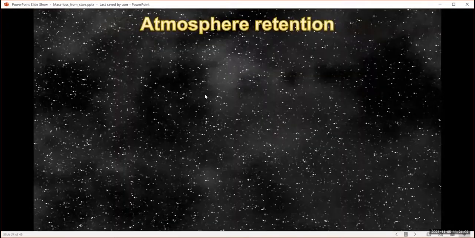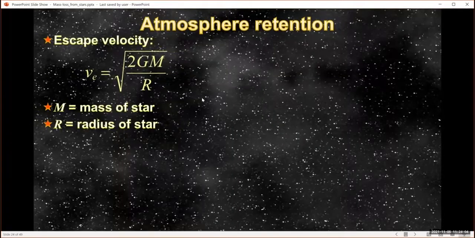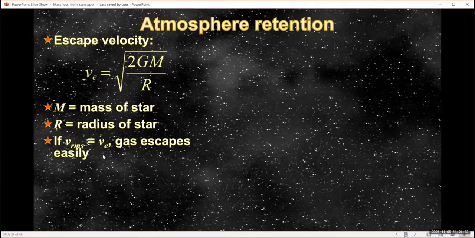Okay, so how does something hold on to an atmosphere? Well, we need to consider the escape velocity. So here I've got the equation for escape velocity. That is the square root of 2GM upon r, where M is the mass of the star, planet, moon, whatever is holding the atmosphere, and r is its radius. As we mentioned in the previous slide, if the average speed of the atoms is close to the escape velocity, then the gas can escape very easily.